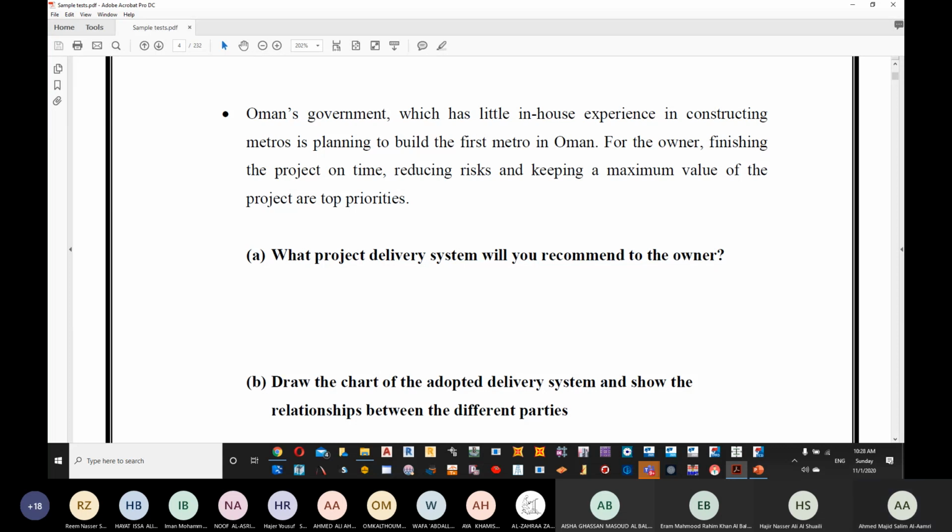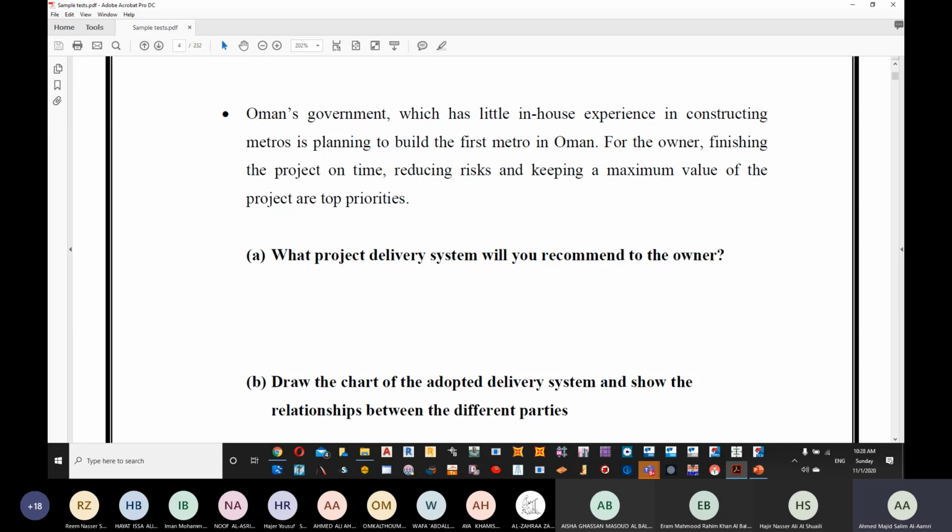Traditional, construction management at risk, or design build. Okay, so it's going to be design build. Is it clear? So once again, you have cost, risk, and then you have time. You need to analyze your question based on these things. Okay, very good.